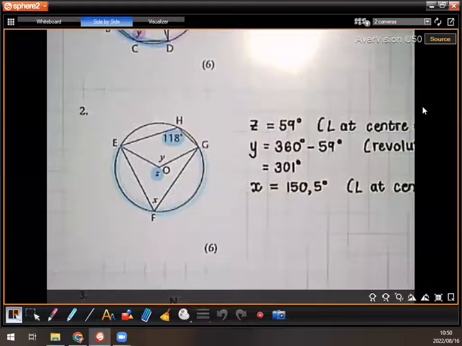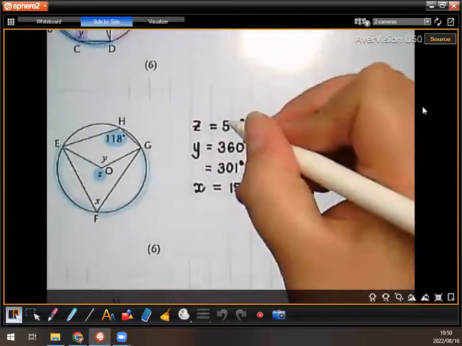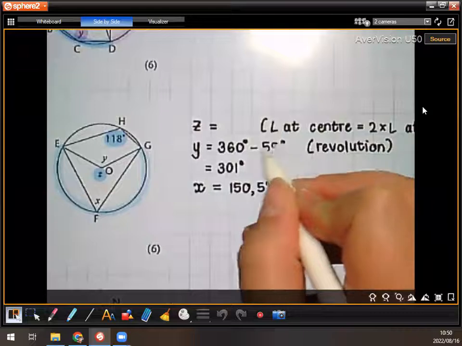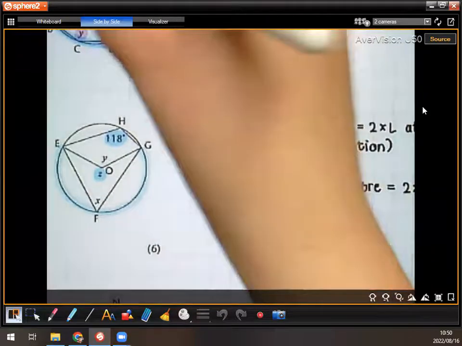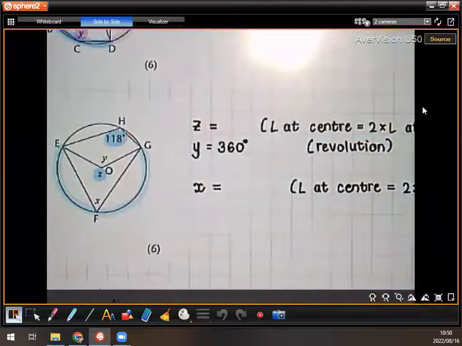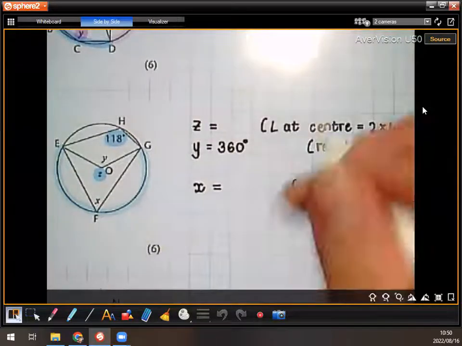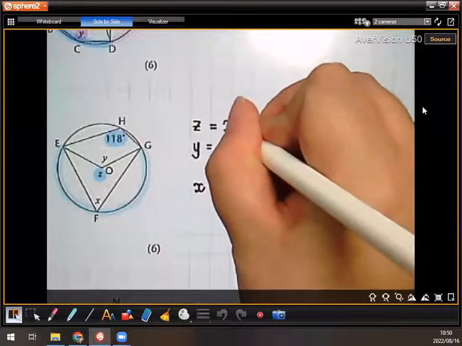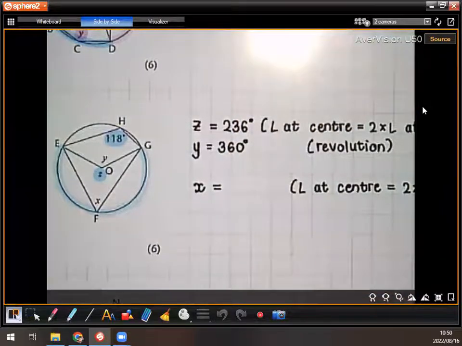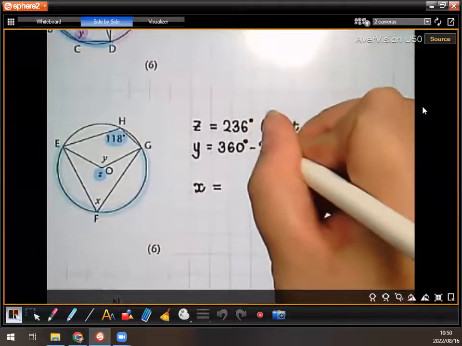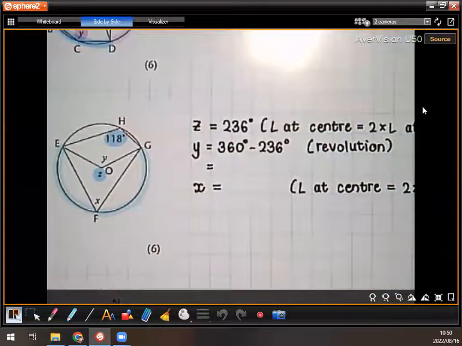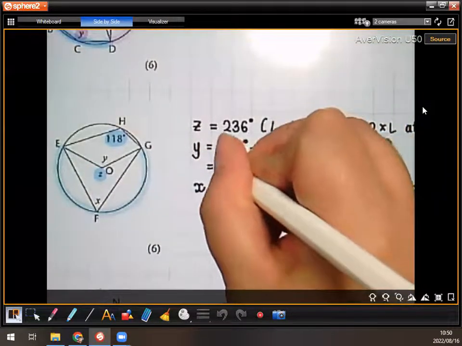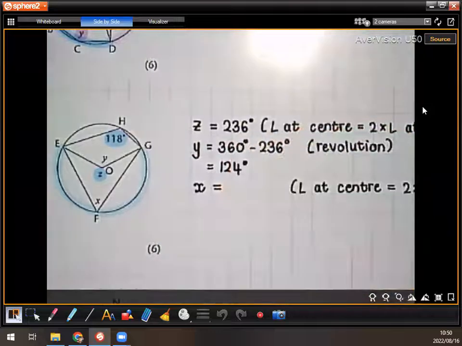So Z, oh dear, oopsie, yeah, it's supposed to be double. So what is it? 236. There we go. Okay, there we go. So this is 360 minus 236, which is 124. Well done, guys, for doing that correctly when I did it incorrectly.